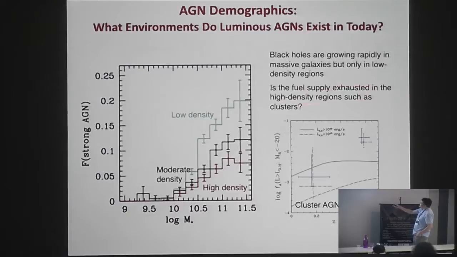If the fuel supply ends up being exhausted here, and you never get it back, then in a sense the high-density environments are a graveyard, a cemetery for AGN, because once they're there, they're not going to grow very fast unless you have a merger and you merge two black holes together. That's how they might grow. But they won't grow much through gas accretion.